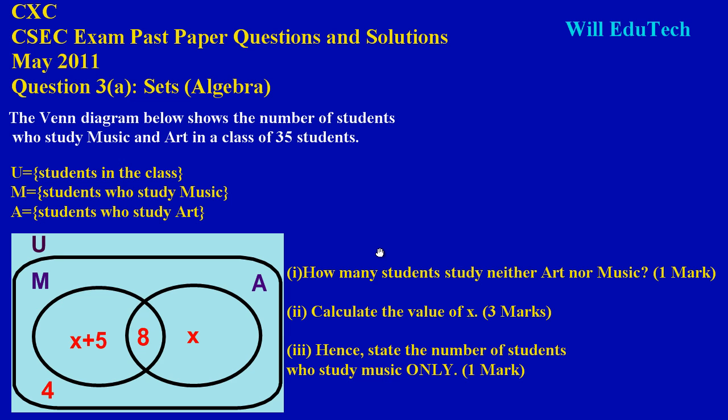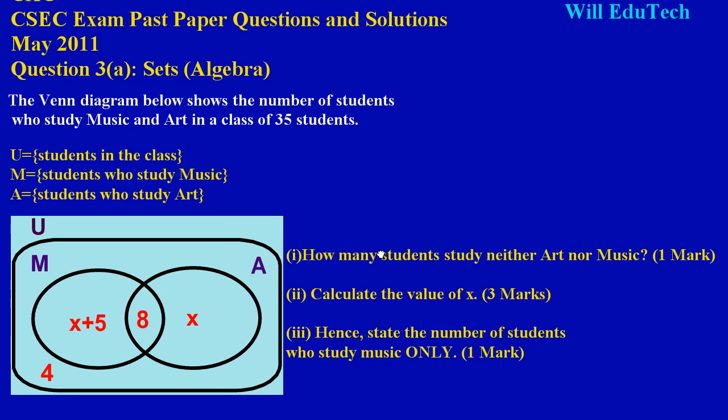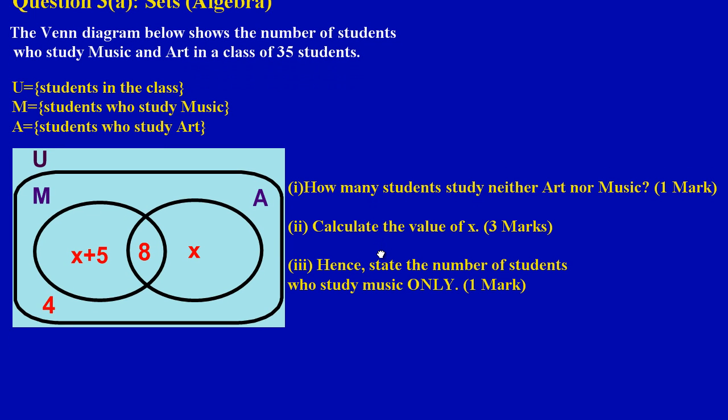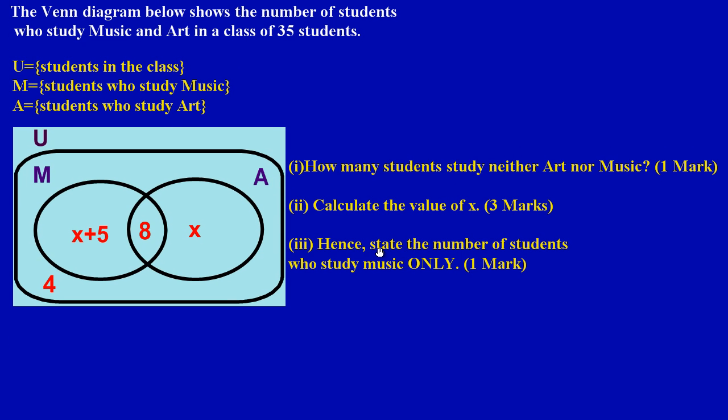Now quickly let's get into the questions. Number 1, they're asking us how many students study neither art nor music, and in the exam this question is worth 1 mark, so it's pretty easy. Let's get into it. Let me pull this up a bit, we are going to need a little more space to work with.